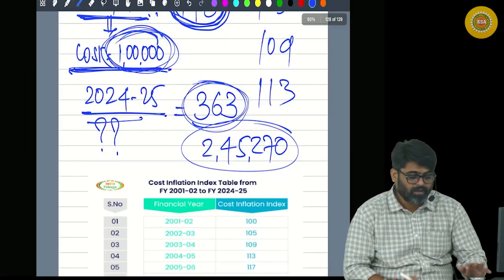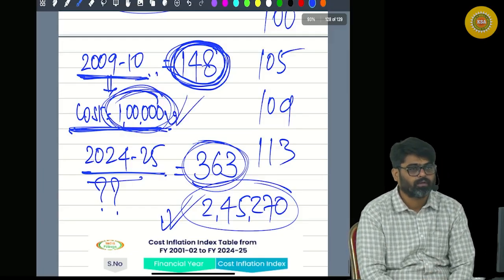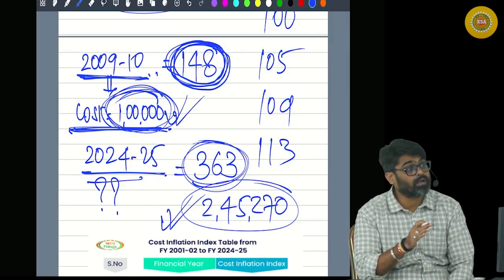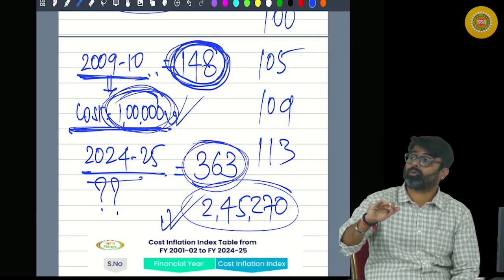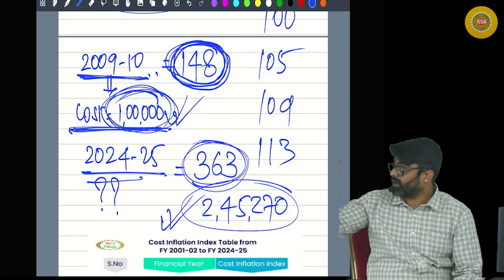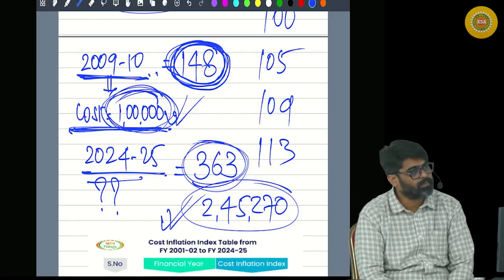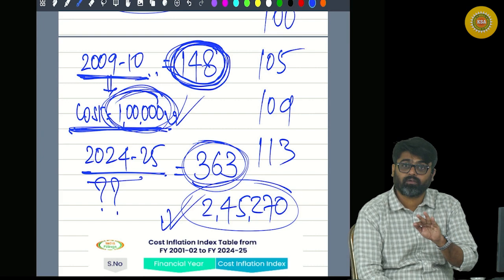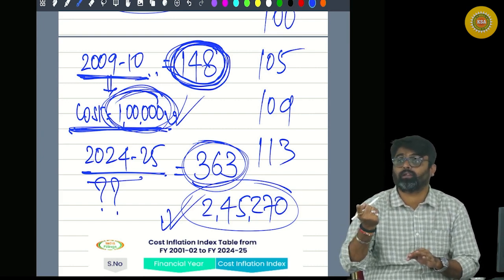Now tell me, will you reduce 2,45,000 or will you reduce 1 lakh if the transfer is on or after 23rd July? But if the transfer was prior to 23rd July, then instead of 1 lakh, you will reduce 2,45,270. Will you remember this? So this is the way in which the cost of improvement is indexed.